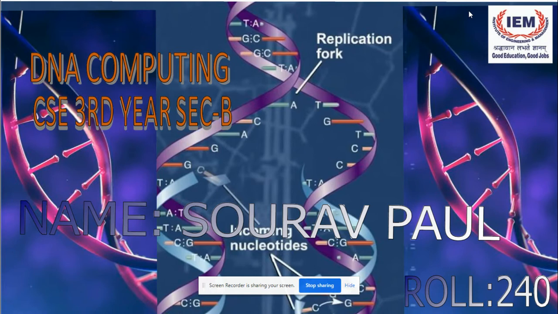Today I'll be explaining DNA computing with my PPT. I'm from Institute of Engineering and Management, CSE third year, section B. My roll number is 240. Let's move forward with the DNA computing.